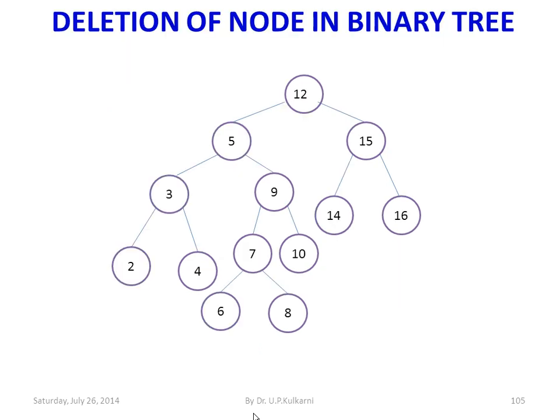Now we will get into the last part of the binary tree, that is the deletion of a node in the binary tree. This is a very important thing. Compared to traversal and insertion of the node in the binary tree, this is a little tricky. So you need to understand it carefully.